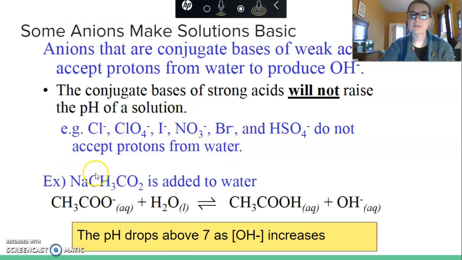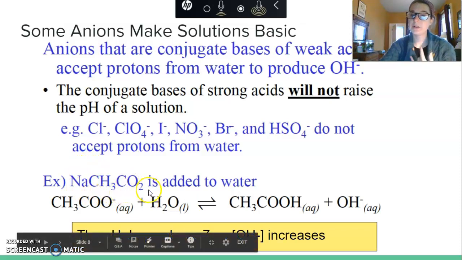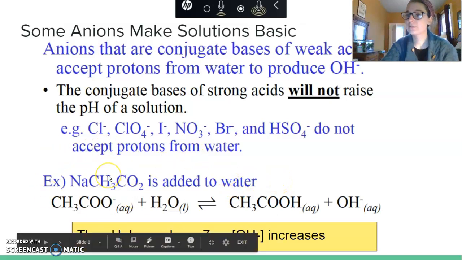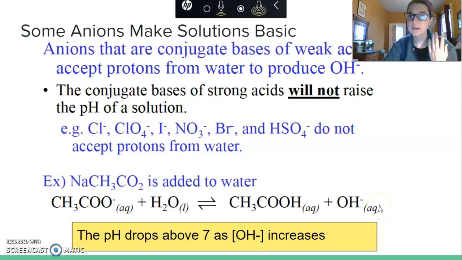So if we think about NaCH3CO2 being added to water, it dissociates 100% because it's a soluble compound with sodium. The CH3COO- is going to interact with water. It will steal basically one of the H+, the hydrogens, leaving OH- behind in the solution. Because OH- is left behind, the concentration increases, which makes the solution more basic.